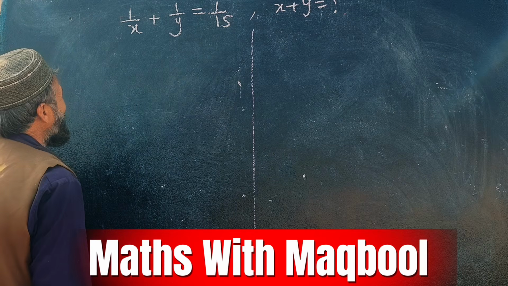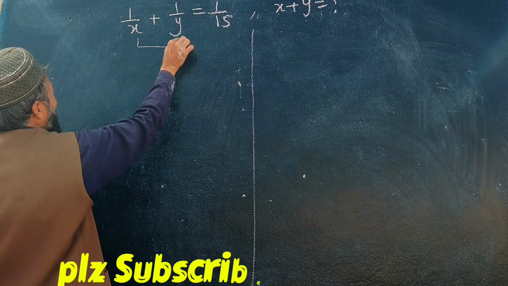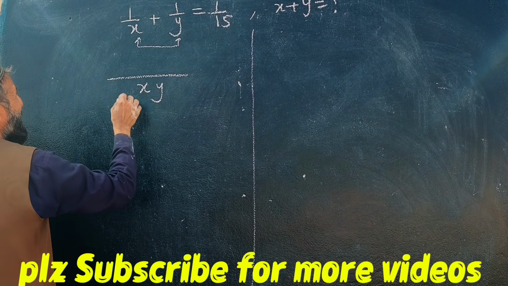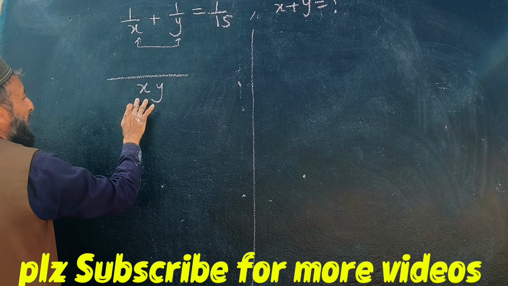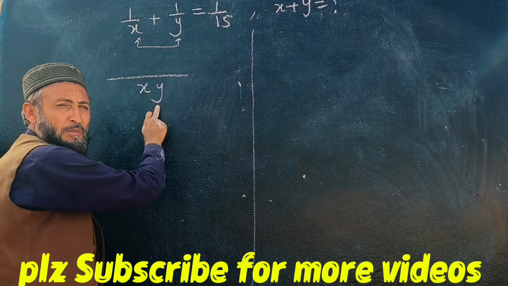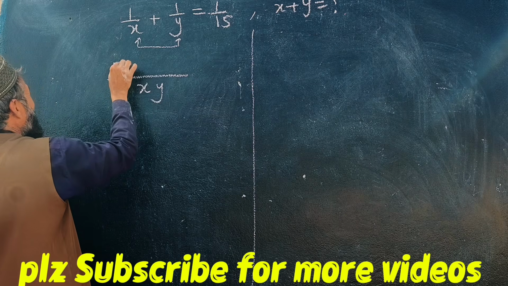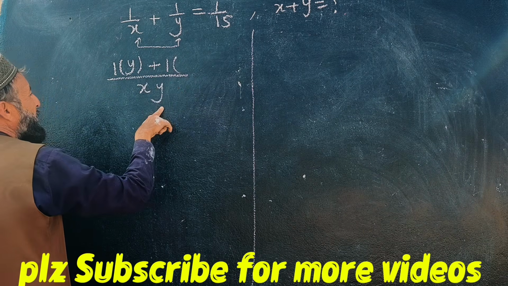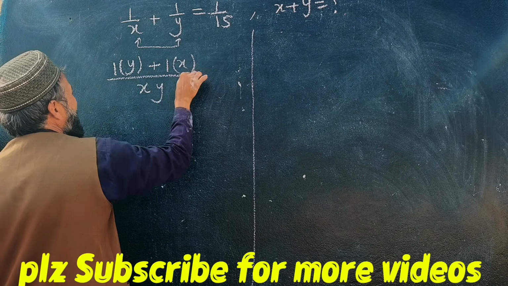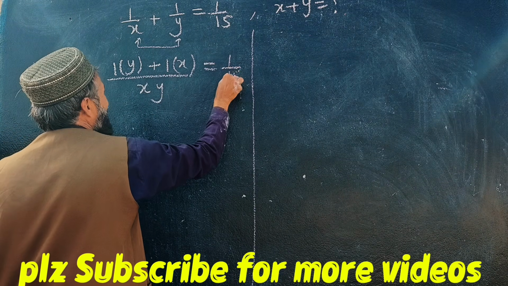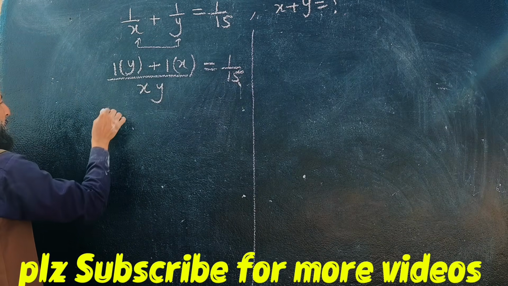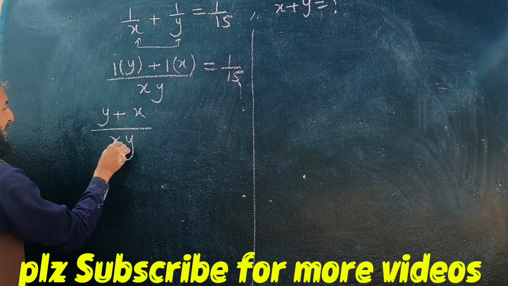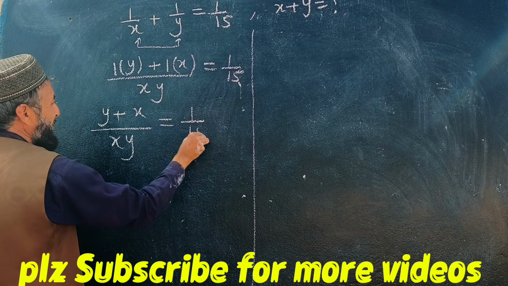Now in this question, first of all we take the LCM of this. We take the LCM of x and y. Here x and x are divided by each other, y is remaining and is multiplied to the numerator term, 1 multiplied by y, plus here 1, y and y are cancelled, and x is remaining, x multiplied by 1, is equal to 1 over 15. Now if we simplify this, (y + x)/(xy) is equal to 1/15.